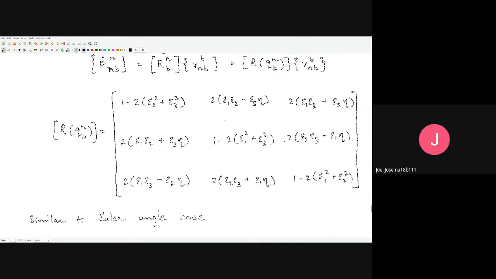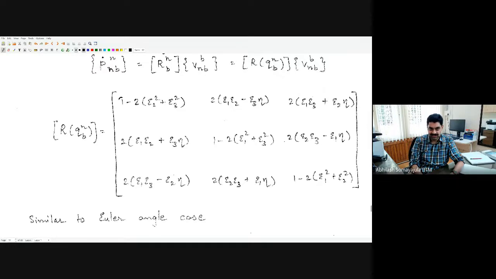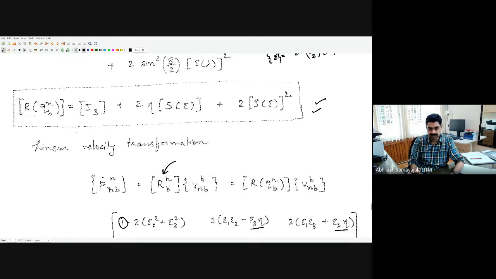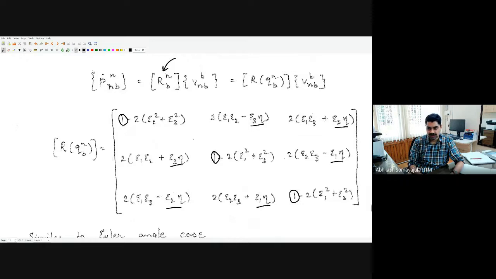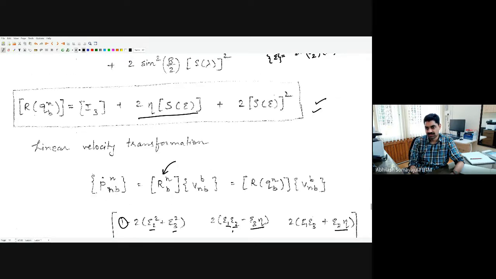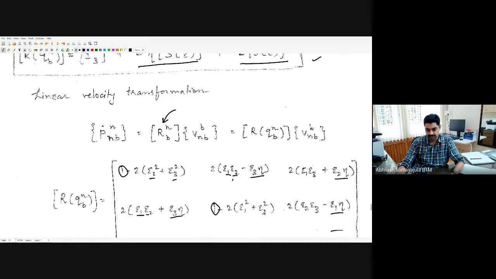You can clearly see here that this 1 is coming from the identity matrix. And then whatever terms there are with eta, that is coming from that skew symmetric matrix times eta, which is this term here. And then finally you have the cross product terms, the squared terms. Those are coming from the s of omega, s of epsilon squared term. That is where that term is coming from.